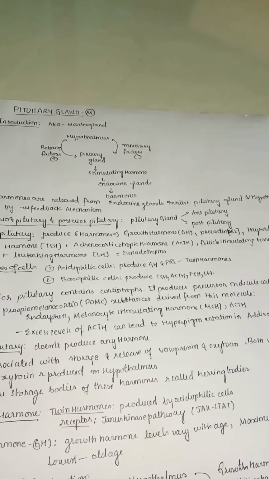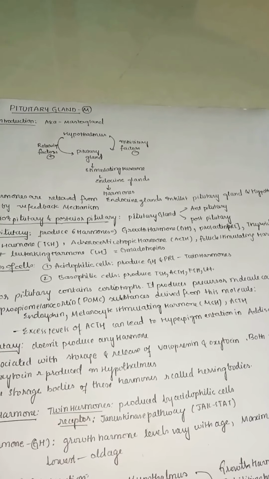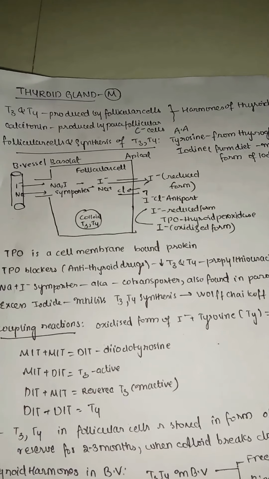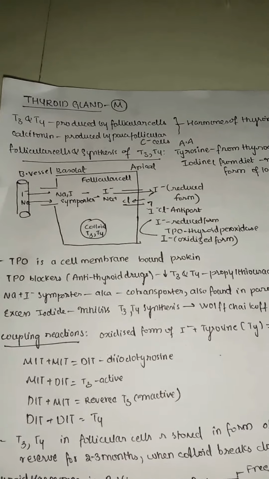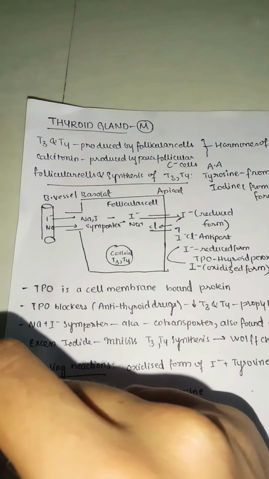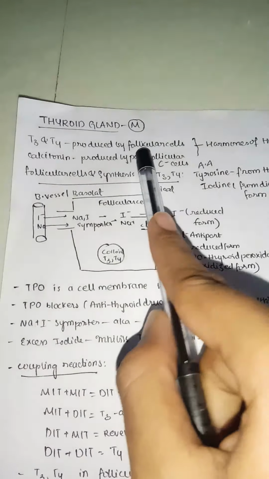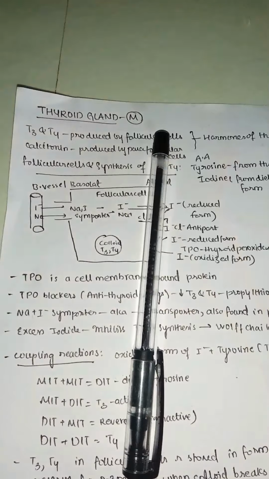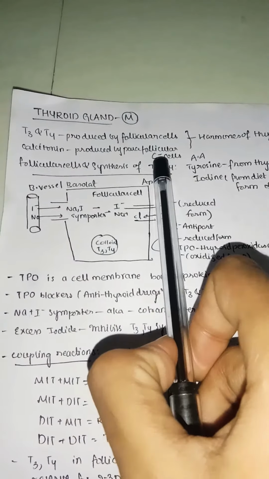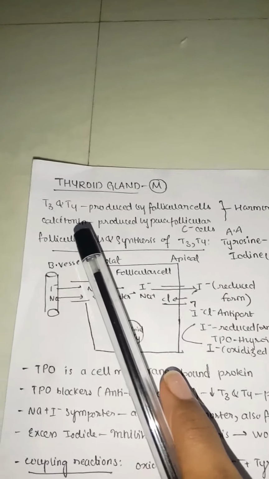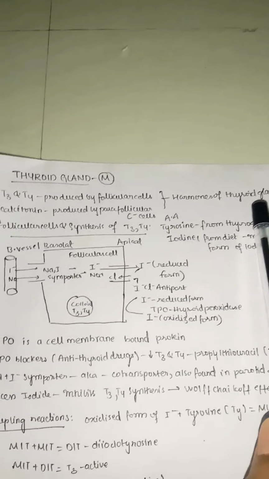Next, let us continue our revision series of endocrine physiology, now with the thyroid gland. We know the thyroid gland mainly produces the hormones T3 and T4, but where are these hormones coming from? They are mainly released from the follicular cells. Besides the follicles, we also have C cells, which are parafollicular, and they mainly produce calcitonin. So T3, T4 and calcitonin are the hormones of the thyroid gland.